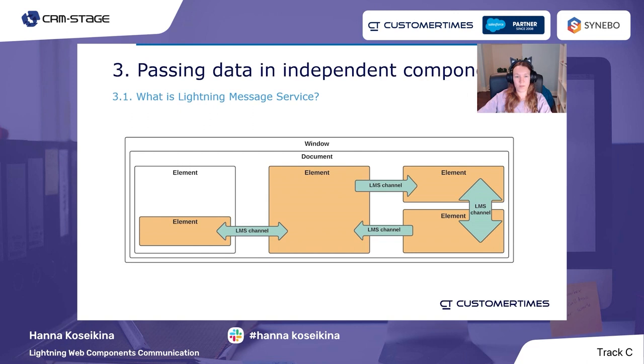But the other thing is LMS channel 2 between components element 2 and element 3, where data just goes from 2 to 3 and not vice versa. But from the fourth component we can send data to the third component and to the second component. And all of that we can do by defining different LMS channels.